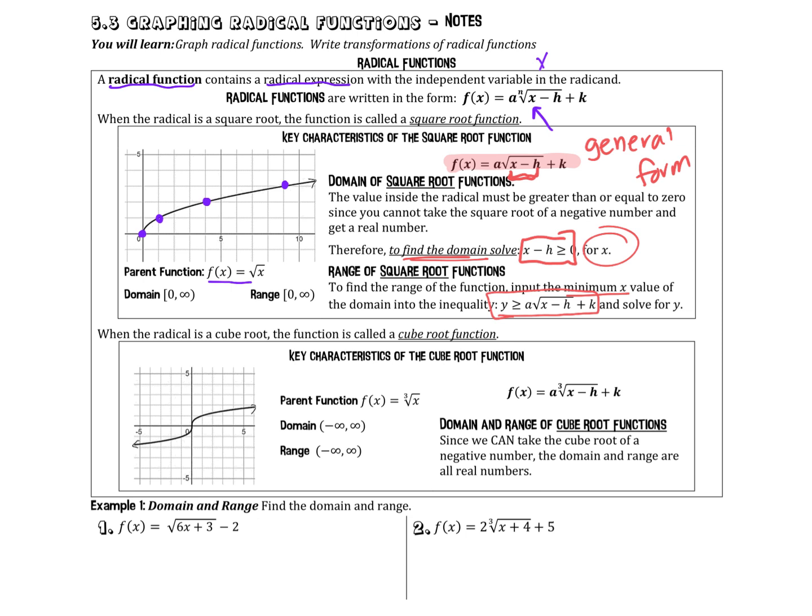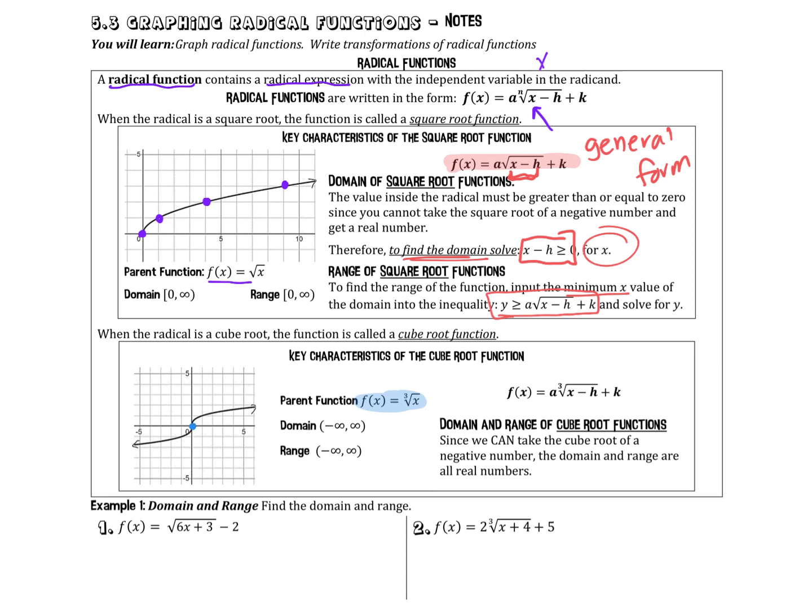Now, for a cube root function, the parent function is going to be the cube root of x. If you think about a cube root, you can plug in both positive and negative numbers. Actually, let's look at those key points. I like to start with sort of the middle point. I kind of think of it as a vertex, even though it's not a vertex. The middle point here is going to be 0. If I plug in 0, I get 0.